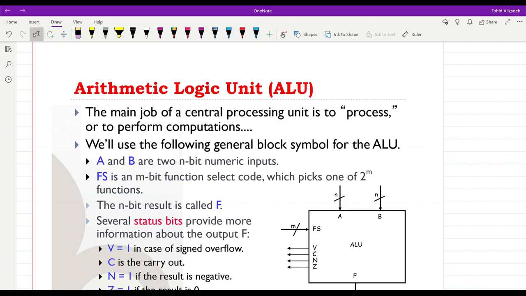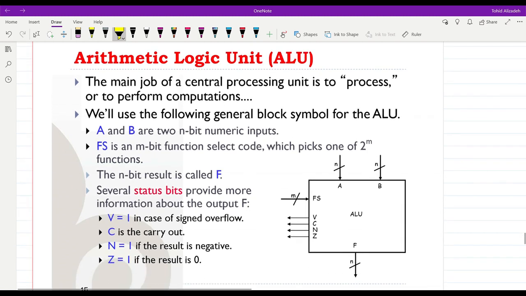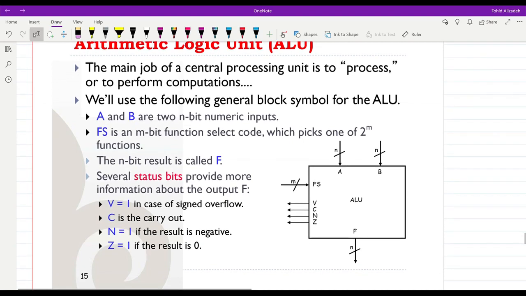Now we are going to see how we can design the arithmetic logic unit, or ALU. The main job of the CPU is to process the data or to perform some computations. And part of this computation will be performed by the ALU. Indeed, the arithmetic operations and logic operations will be performed by the ALU. We may have some shifting operations which will be done by the shifter. You can see here the block diagram that we are going to use for our arithmetic logic unit, ALU.